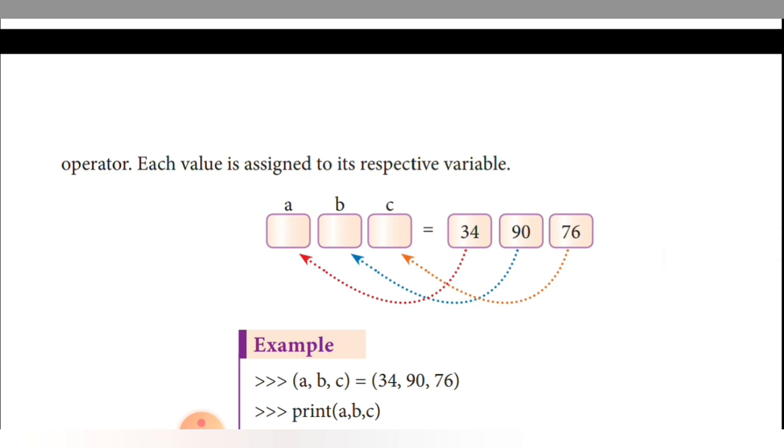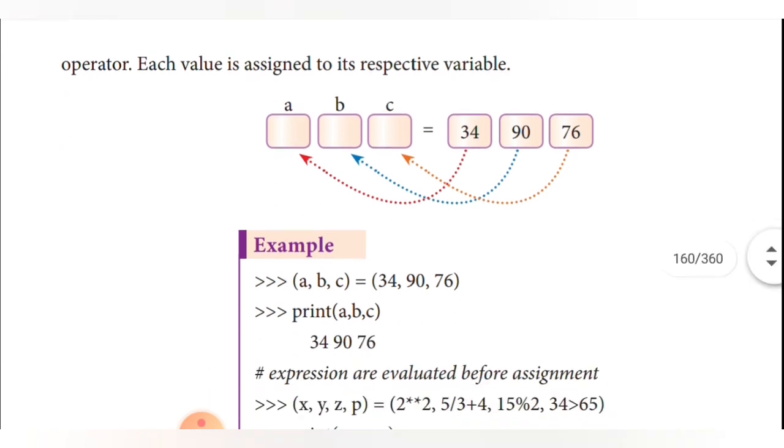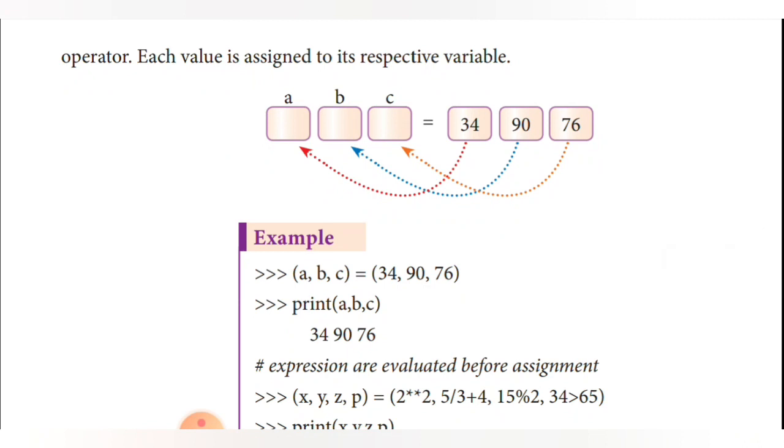Now you can see the example: a, b, c, these three variables considered as normal variables, equal to 34, 90, 76. We are going to assign these values to these variables in order. The first number 34 is assigned to the variable a, the second number 90 to the variable b, and the third number 76 to the variable c. Print a, b, c. The variables enclosed in parentheses are considered a tuple variable, so the tuple variable a, b, c gets the values 34, 90 and 76.